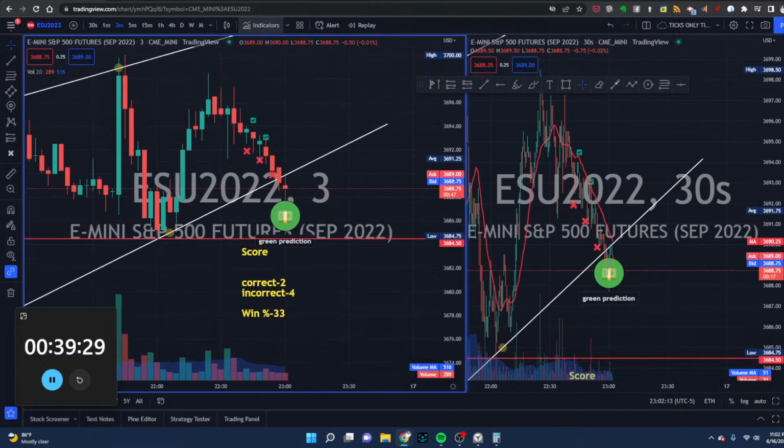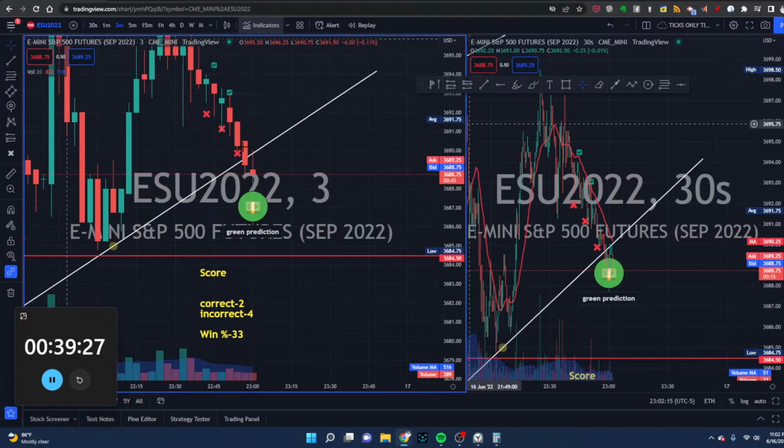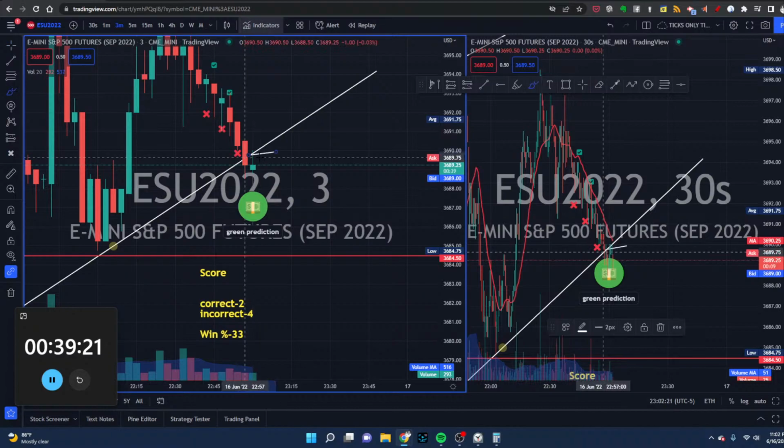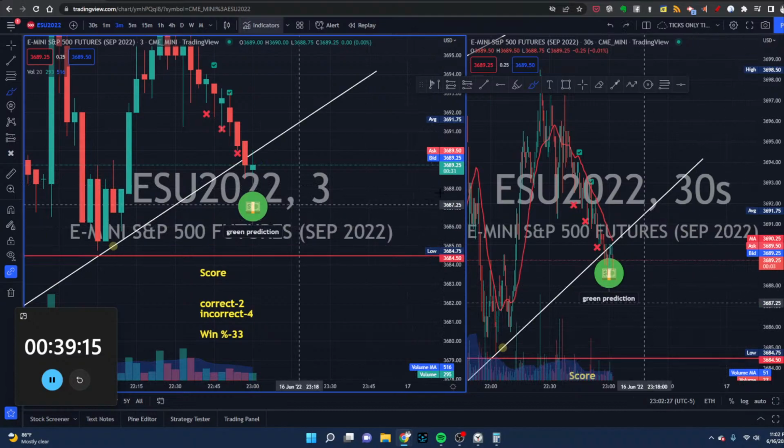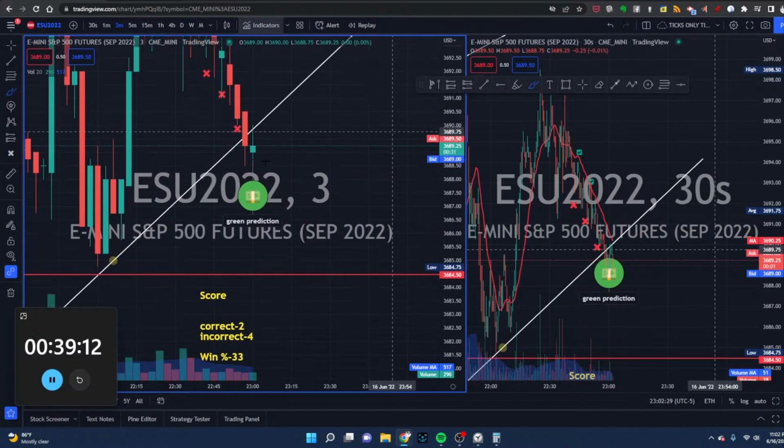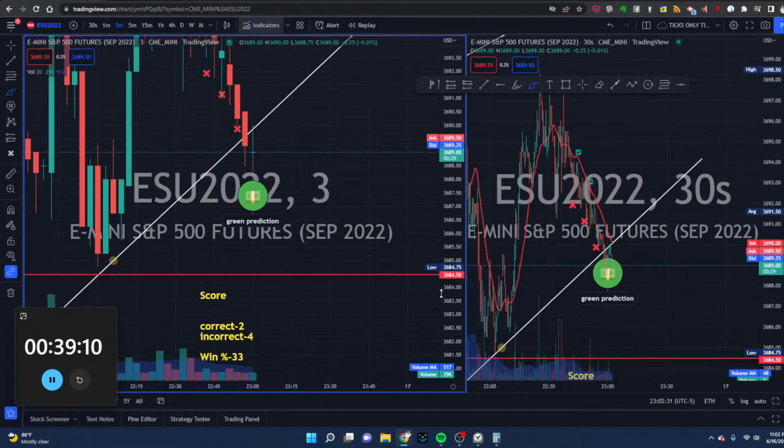Oh no! And it's got a topping tail. These 3-minute candles are a bitch. I don't know why I trade these. Got a topping tail and a bottoming tail. Oh no.